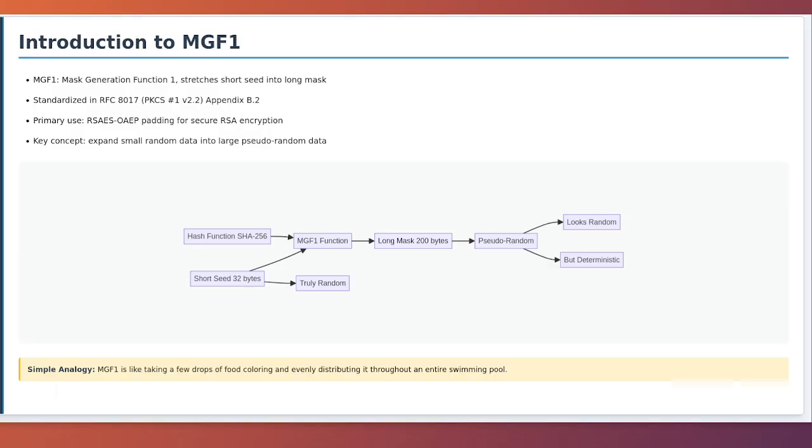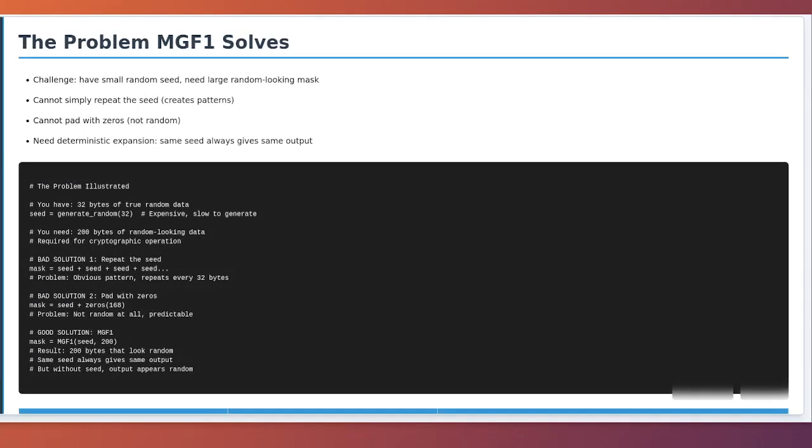MGF1 was standardized as part of PKCS number 1, which is the RSA cryptography standard. It is defined in RFC 8017 in Appendix B.2. The function is used primarily in RSA-OAEP padding, which is the secure way to use RSA encryption. However, the concept is simple enough that we can understand it without diving deep into RSA or OAEP. The key thing to understand is that MGF1 solves a practical problem. How do you turn a short random value into a long pseudo-random value in a way that is secure and verifiable?